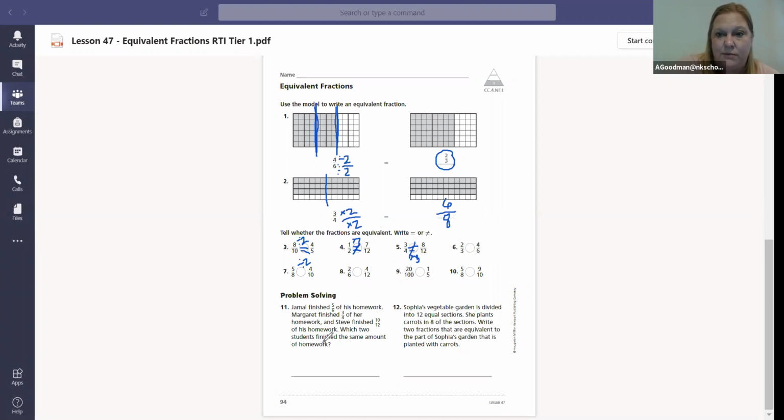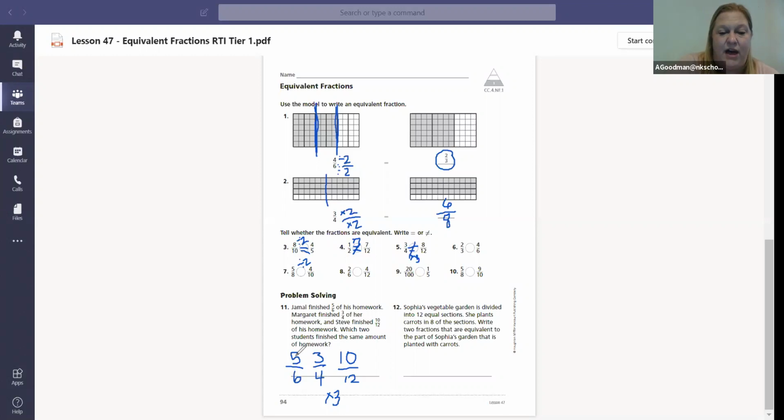All right, you do the rest of them and see if you can figure them out. I'll do one of the word problems with you. All right, Jamal finished 5/6 of his homework. Margaret finished 3/4 of her homework. Steve finished 10/12 of his homework. Which 2 students finished the same amount of homework? Well, let's see. So 5/6, 3/4, and 10/12. All right, I'm just going to start here. What do you multiply 4 by to get to 12? 4 times 3 is 12. Is 3 times 3 10? No. 3 times 3 is 9. So these 2 are not equal.